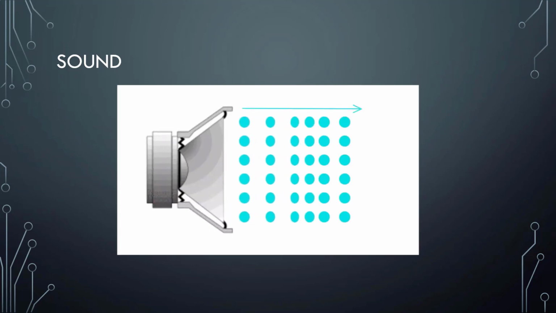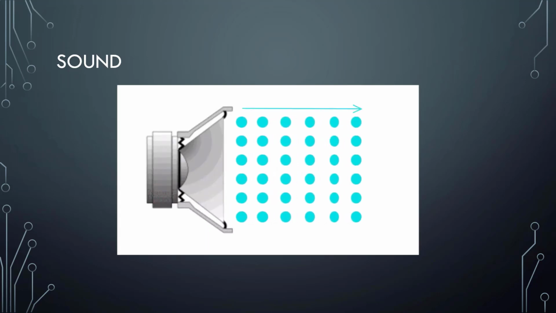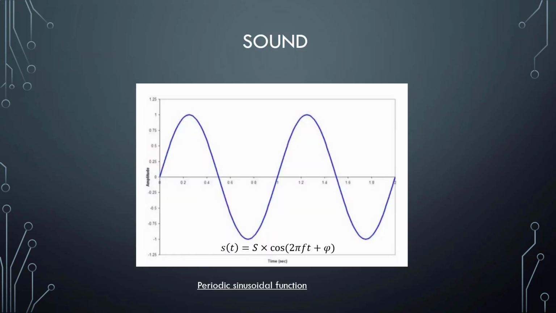Sound is a mechanical wave because it is a vibration that travels through the air. This is why there cannot be sound in the vacuum. It is also progressive because molecules in the air touch each other until they reach your ear. A sound is defined by its frequency f and its intensity s.